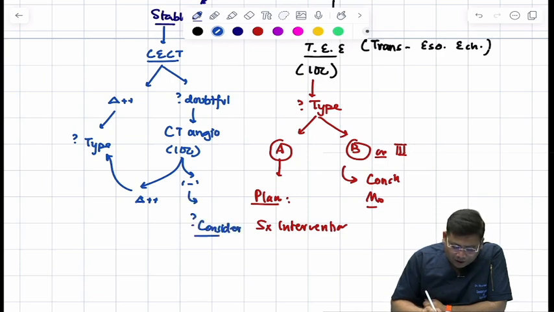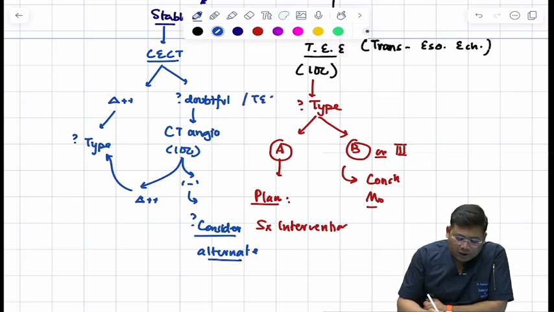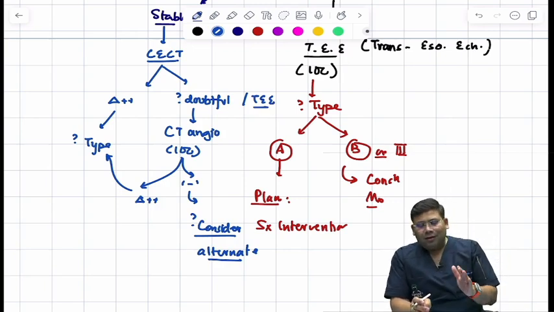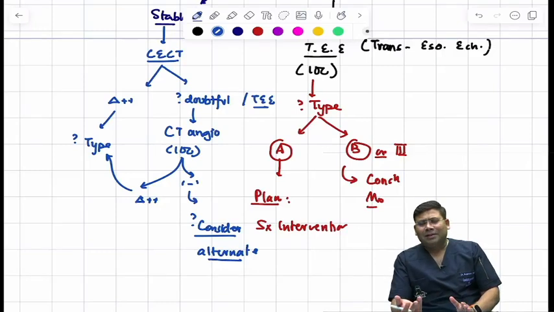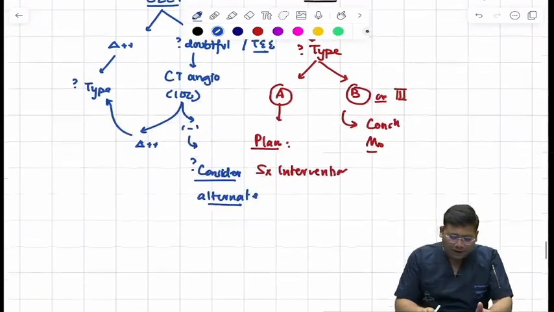So CT or MR angio, if it is doubtful, bachche, consider alternate diagnosis. So if it is doubtful, you can also go for TEE, or if you want to have the best, then you go for the CT angio. Many times CT angio is doubtful, get a TEE done once, and if you don't find anything, then consider anything else.